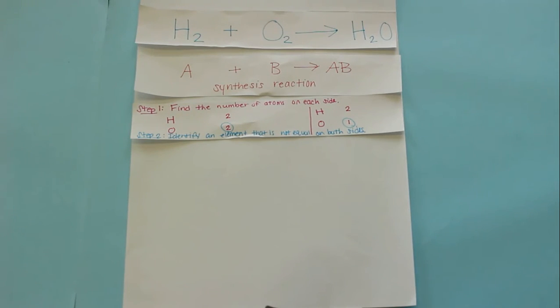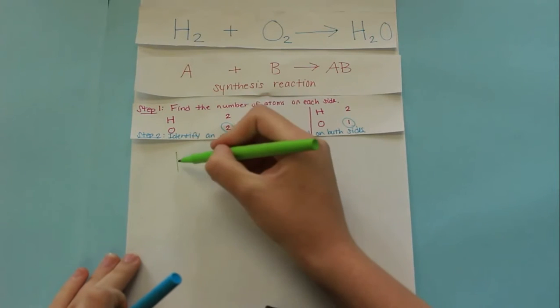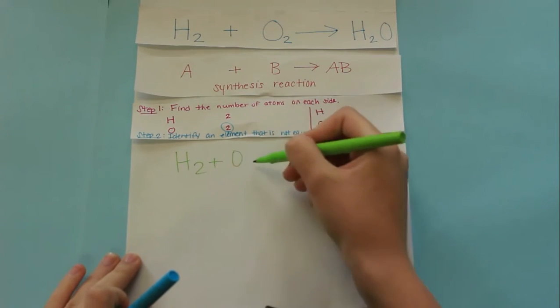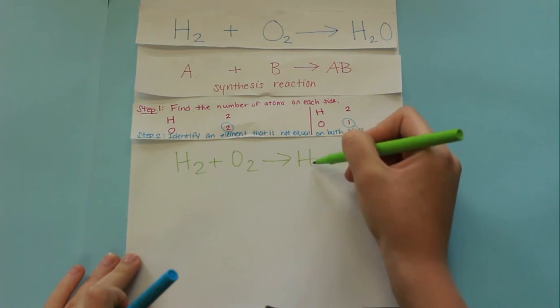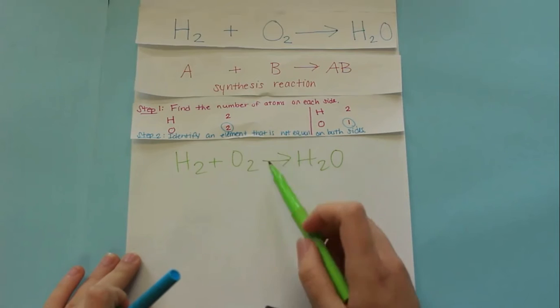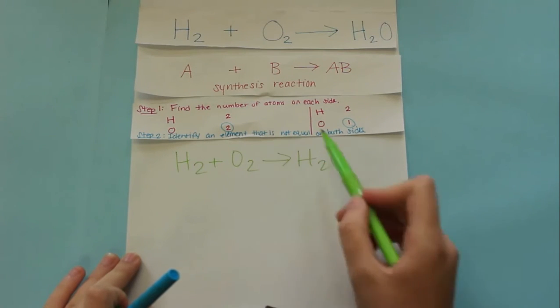And step 2 says to identify an element that is not equal on both sides. So oxygen is not equal on both sides because on the reactant side we have 2 and on the product side we have 1. So in order to fix that, we're going to rewrite our equation first, so we know what we're doing. Alright, so we have to fix our oxygen. So on this side we need 2.